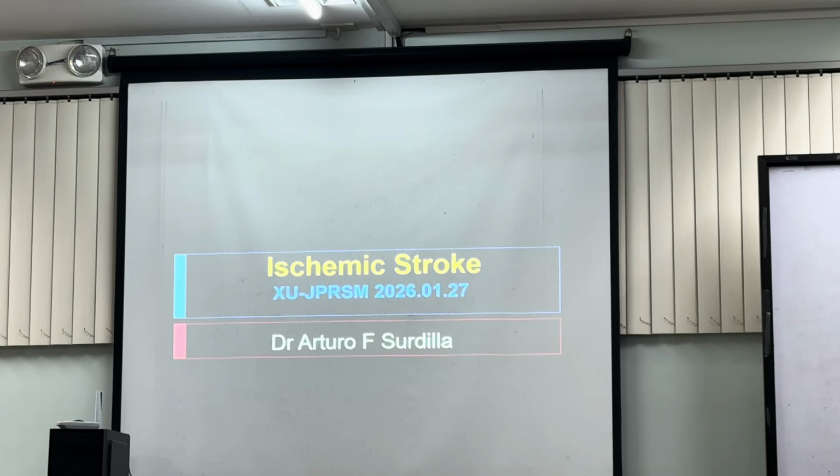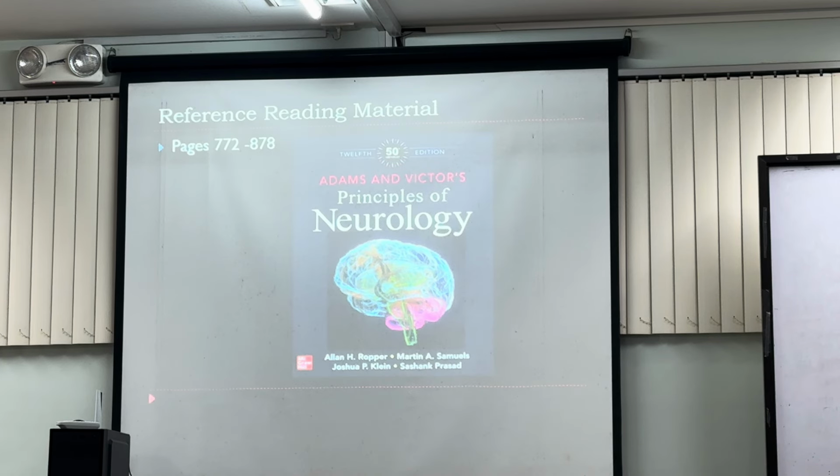On stroke, the ischemic part of stroke. We had a lecture on the syndromes. Okay. So this is the main reference. Again, it is Adams and Victor's Principles of Neurology, pages 772 to 878.